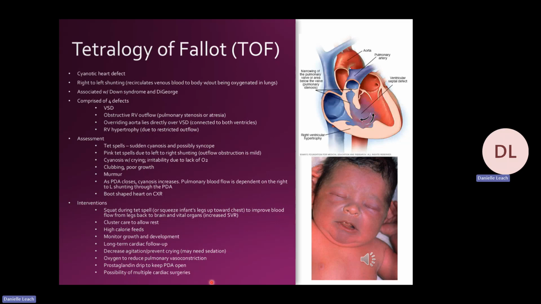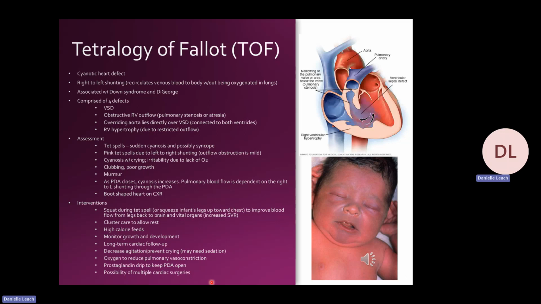The next disorder we are going to talk about is tetralogy of Fallot. So tetralogy of Fallot can be described as a cyanotic heart defect. So what this means is that the patient will show actual cyanosis. The other ones we've talked about so far, the baby or child or whoever has the disorder usually isn't cyanotic, or at least not severely, but as you can already see if you're looking at this picture, this baby is pretty cyanotic.